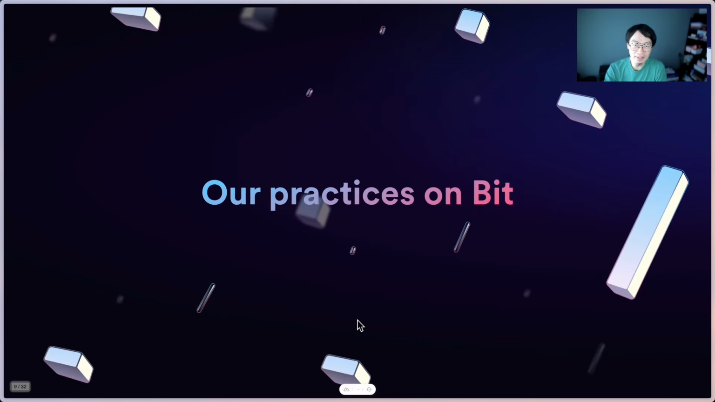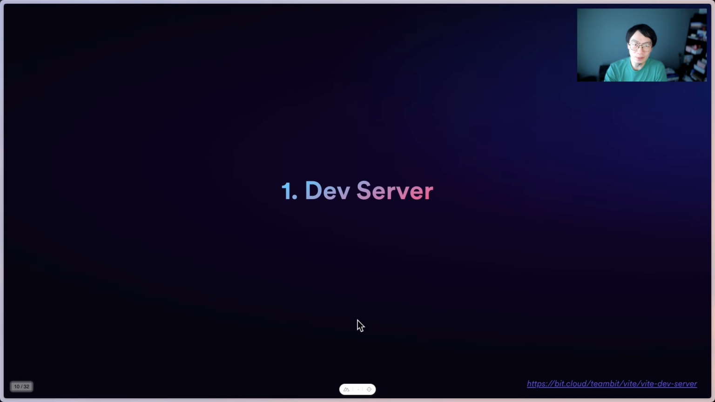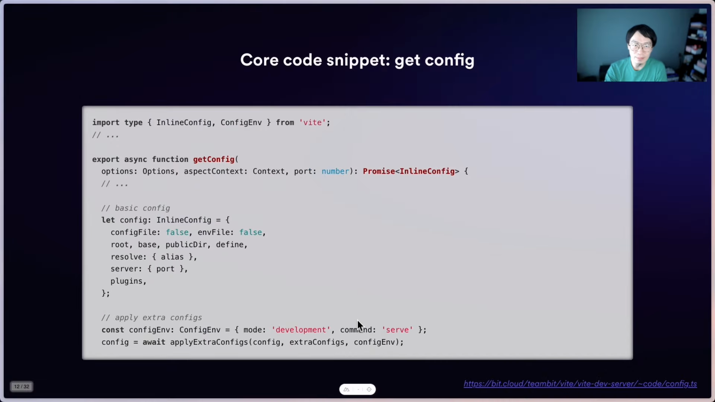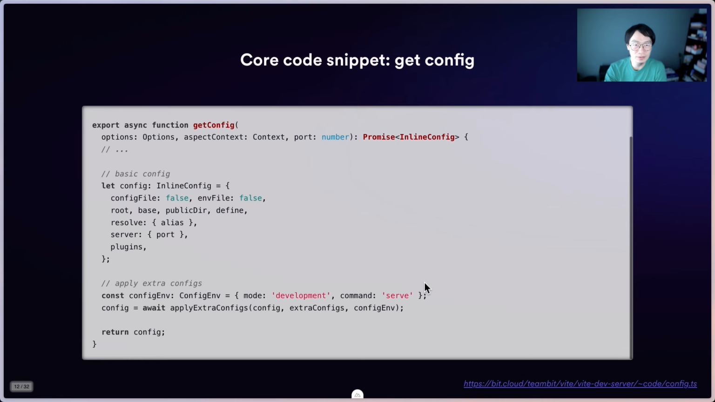Now, let's see how we practice these Node APIs of Vite in Bit. First, in the Bit DevEnv, we have a dev server interface. Here is a core code snippet of integrating the Vite dev server. It's quite simple. Get the Vite config, then create the server, and finally start to listen. For more details about the config, it includes the basic part, which is common for all the use cases, and the actual part, which could be customized by upper levels or by users.